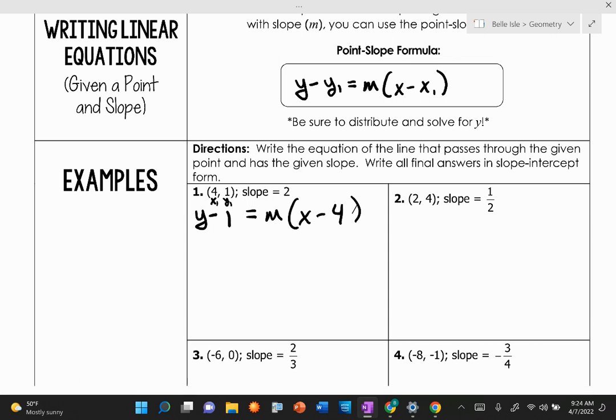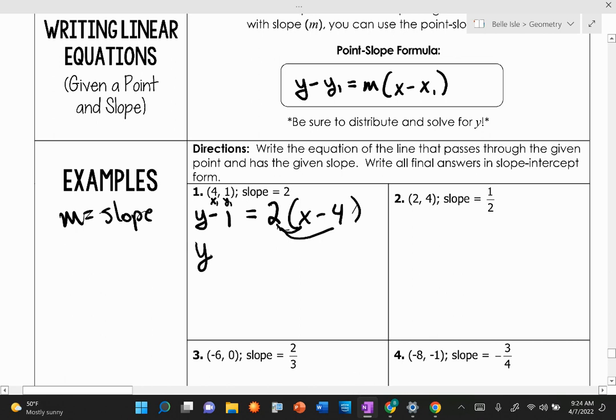Okay, now what is our m? The m is the slope. Okay, and if you need to write that on the side of your notes, m equals slope to help you remember. So instead of an m, we'll have what? Yes, a 2. Okay, now the asterisk below the box up at the top said to distribute. Yes, be sure to distribute. What do we need to distribute? The 2 into the 4. Yes, the 2 into those two terms right there.